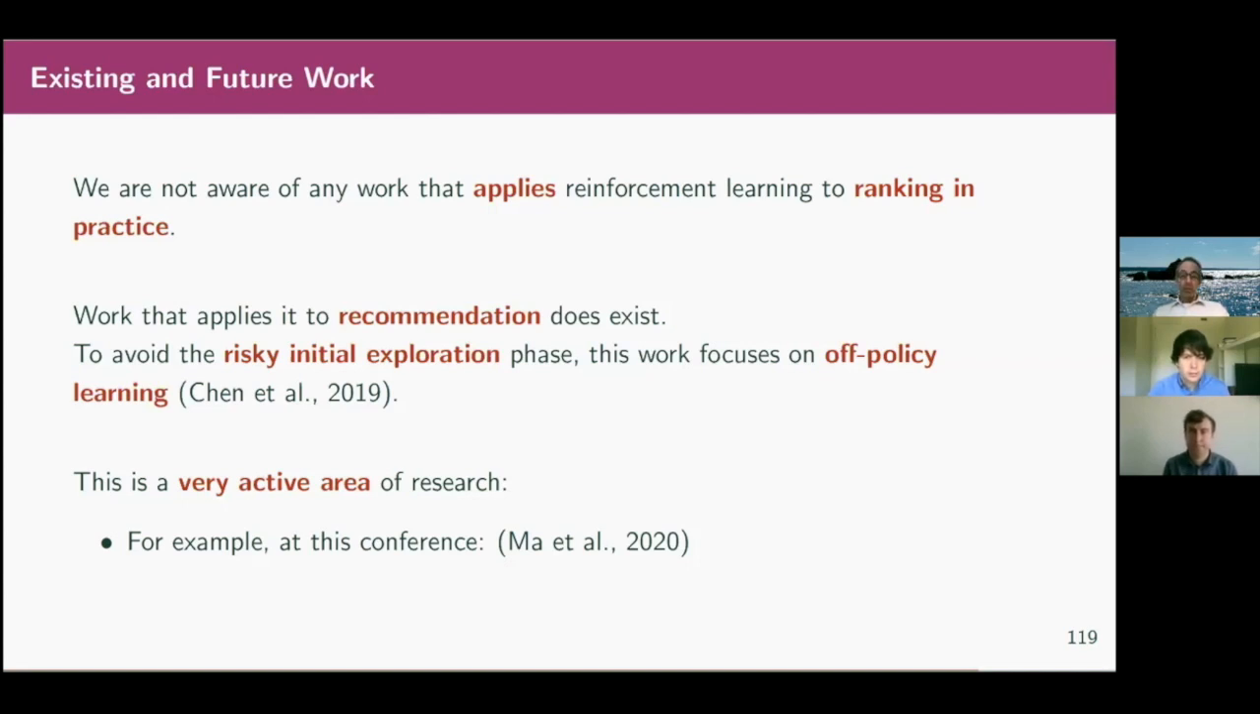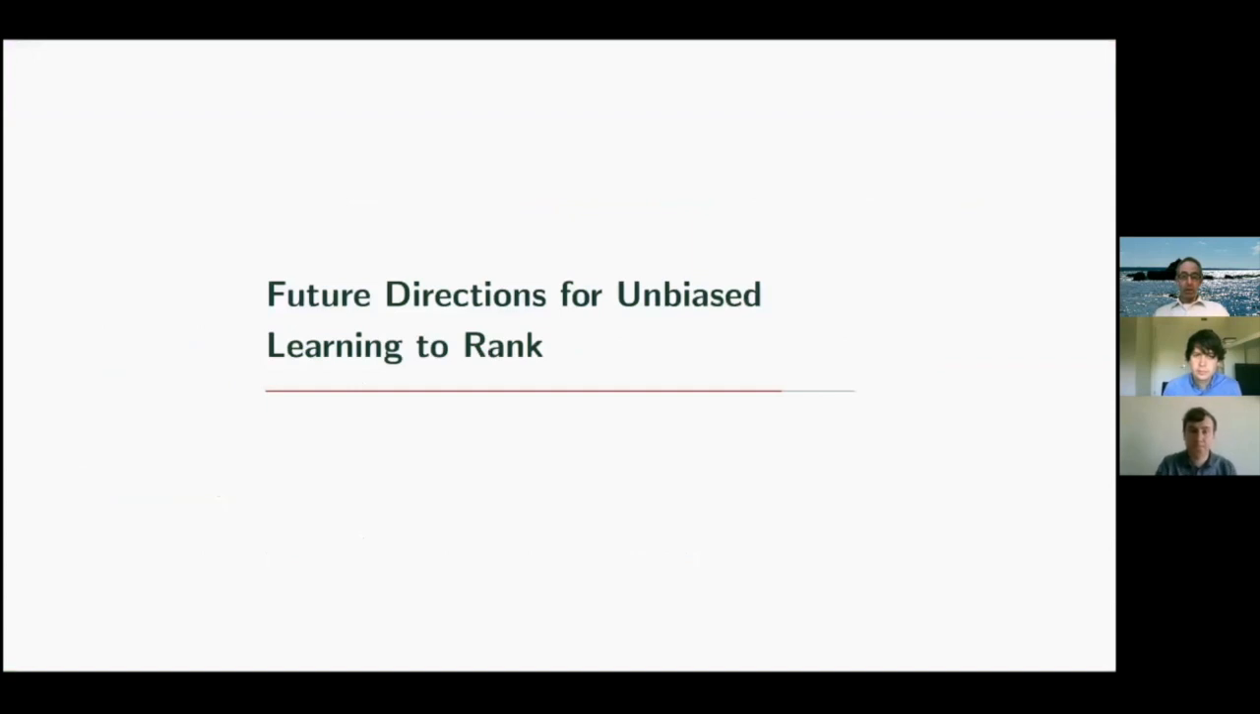And to avoid this risky initial exploration phase that I just mentioned on the previous slide, that applied work in the recommendation system space often uses off-policy learning. And that's a very active area of research. You can also see some papers, new contributions at this conference. Let's move on.